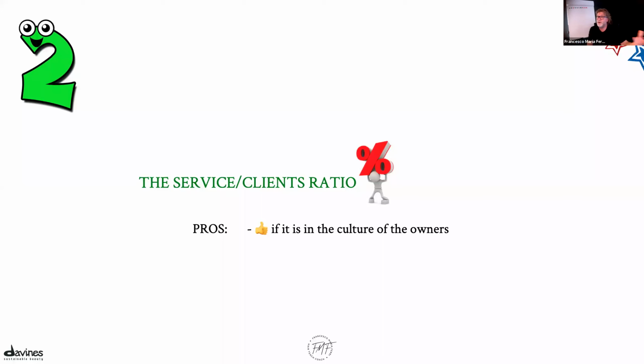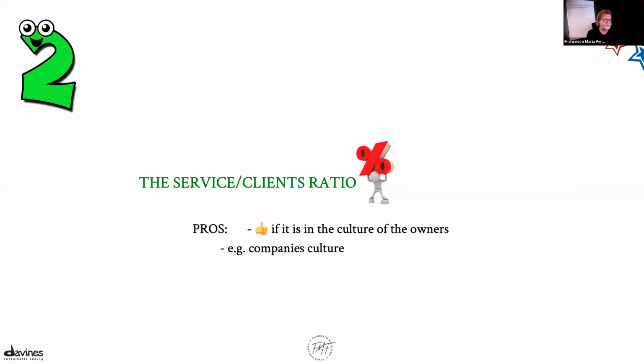So this is something that was available in this case, but quite often people don't know how many colors they do on top of 100 clients, or how many haircuts, and so on. So it is a good way to analyze a situation, if it is in the culture of the owner to keep and to collect the data.